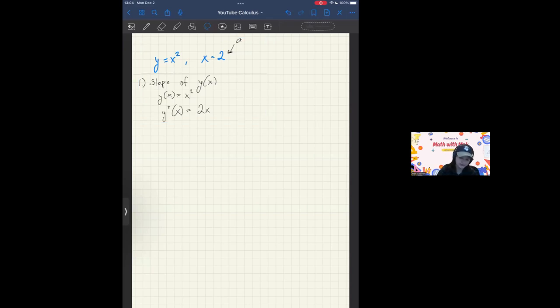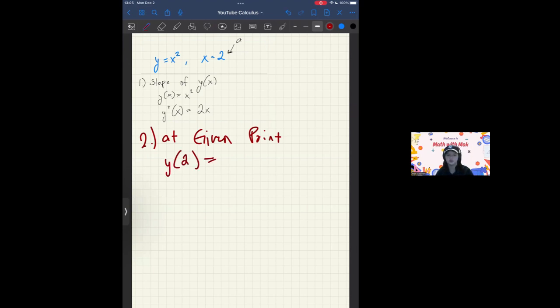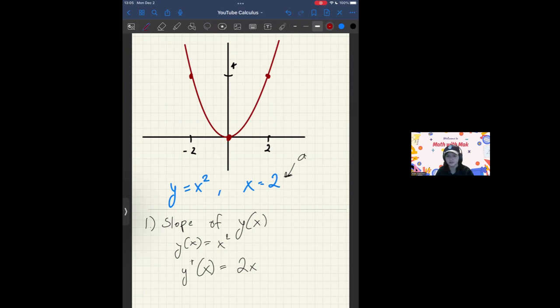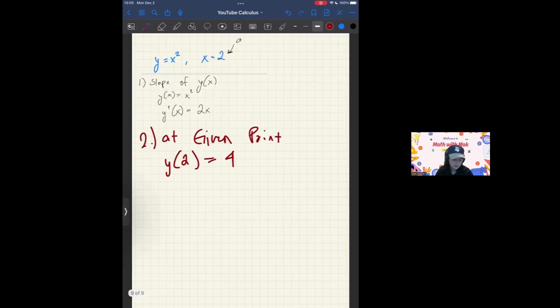The second thing we want to do is find it at our given point. And I know what the given point is because in my initial instructions, I was told x equals 2, right? So I want to find y of 2, which I just plug in. 2 squared is 4, right? And we can also confirm that because remember, that's where the point is at, 2, 4. So we're expecting that to be 4. And then we have y prime of 2, which equals 2 times 2, which also equals 4, right?